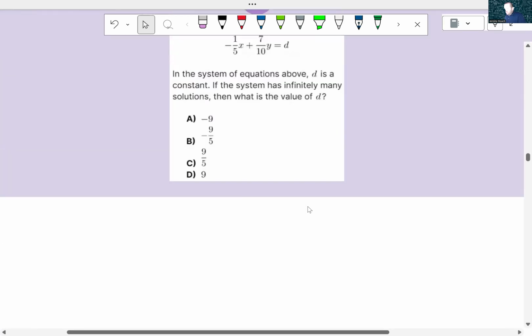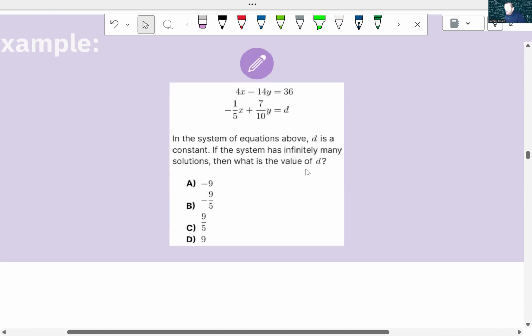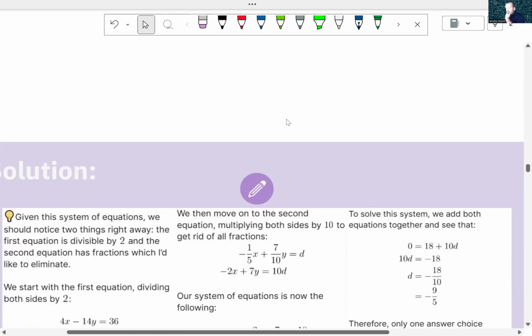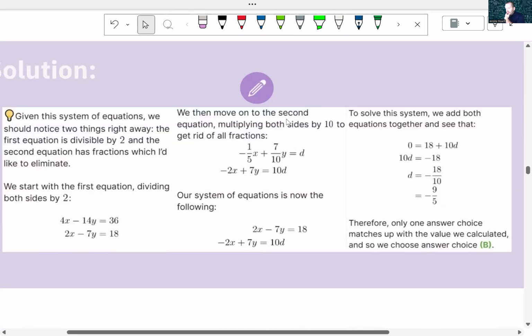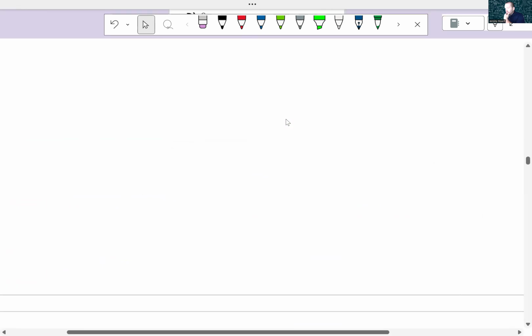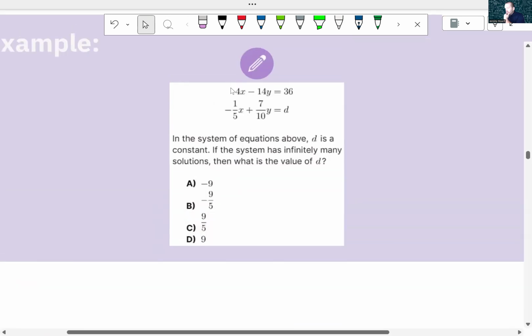So let's take a look at what we can do for this one. We don't know what D is, so we've got to figure that part out. We can divide the first equation by 2 to simplify things a little bit. So if we go back up here and divide this by 2, we get 2x minus 7y equals 18. That sort of helps us to get started.